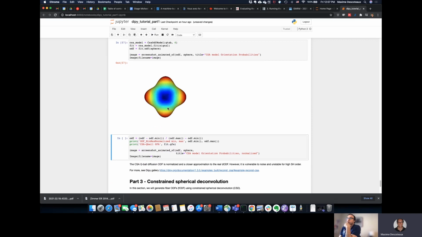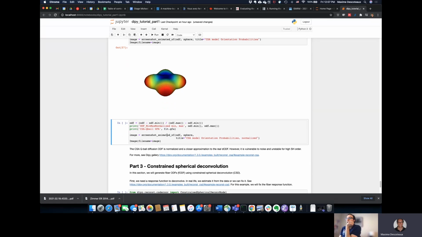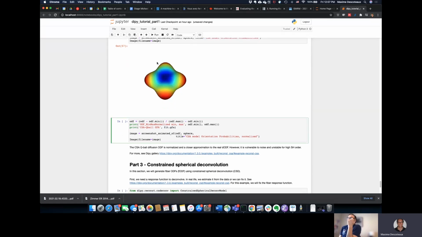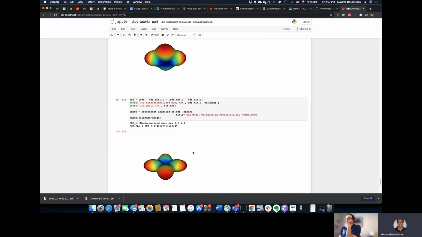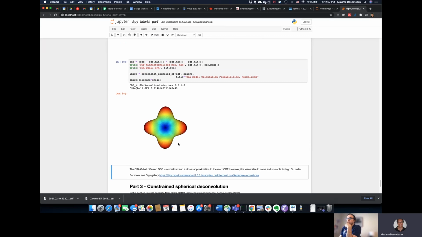You can see it's naturally much sharper. It's properly normalized as well. So if you actually compute the integral on the sphere, the result should be close to 1. And you can also min-max normalize it if you wish, just to increase the sharpness in a visualization. And you can see now the GFA is a bit higher.